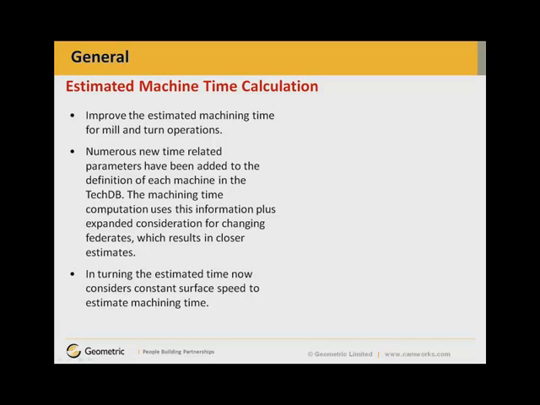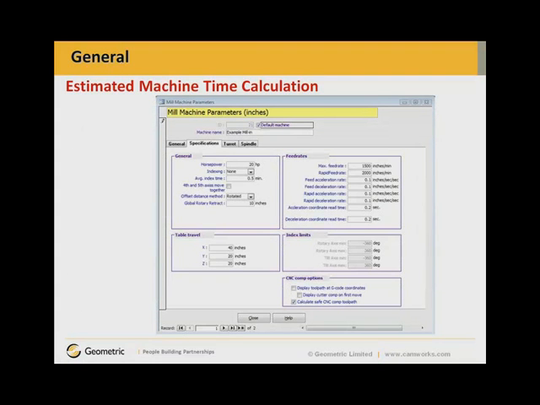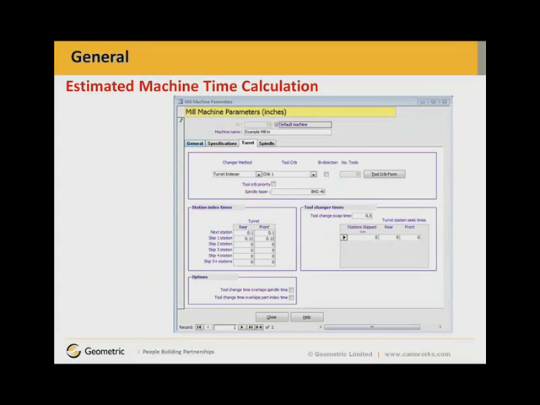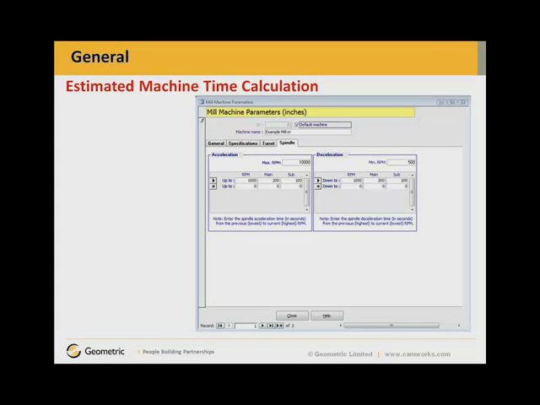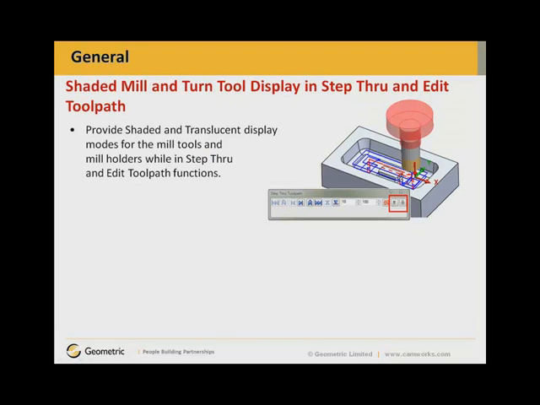So Geometric Technologies has realized the importance of these factors in calculation of the estimated machine time, and they have been added to the technology database, where the defined machine is located as you see here. Under the Specification tab, the Turret tab, and then the Spindle tab.